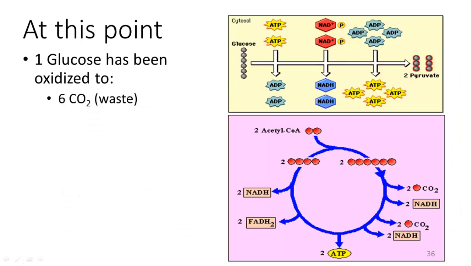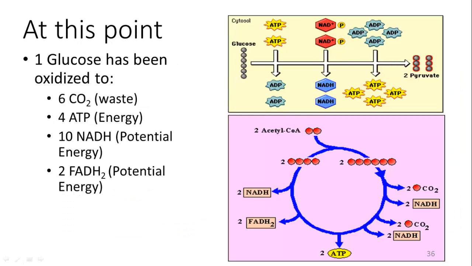So at this point, if you just double all those, you'll have 6 carbon dioxides of waste, 4 ATPs of energy, 10 NADHs, and 2 FADH2s. And so now the potential energy of these NADH and FADH2 molecules is going to be put to use in our next step.